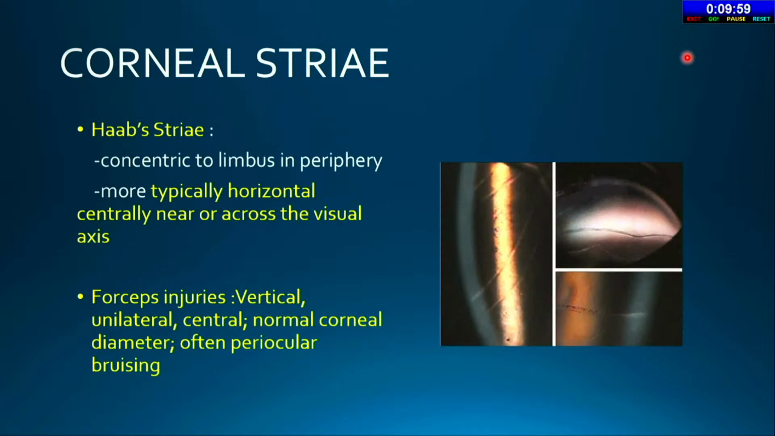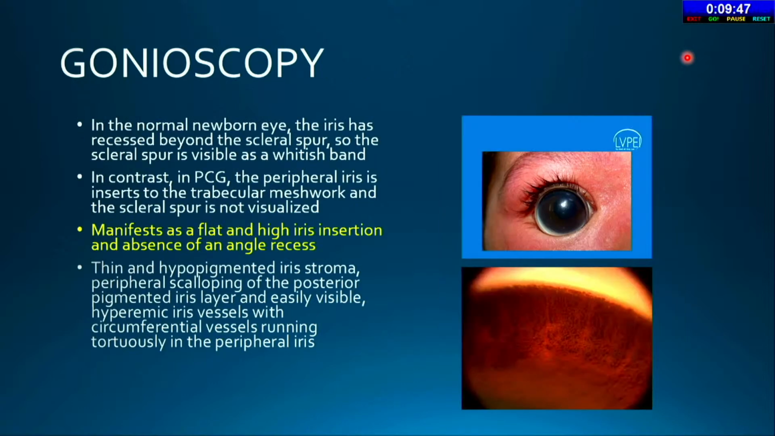The corneal striae are very important. These are called Haab striae. They are typically horizontal, central, near or across the visual axis. An important differential diagnosis is the striae that you get due to forceps injury. They are, on the other hand, vertical, unilateral, and central, and associated with periocular bruising. Now you have to do a gonioscopy, and the characteristic findings you'll see are a flat and high iris insertion and absence of an angle recess.